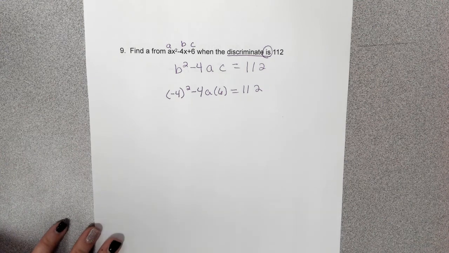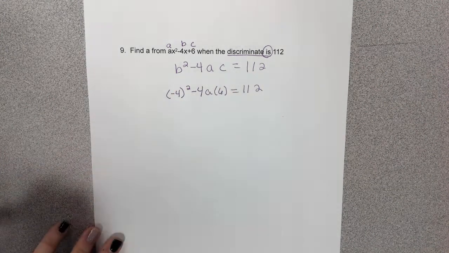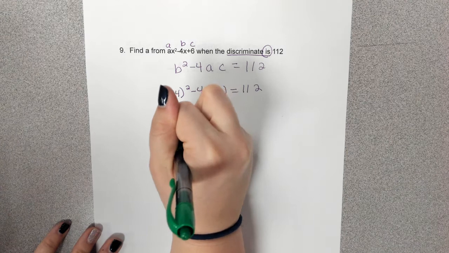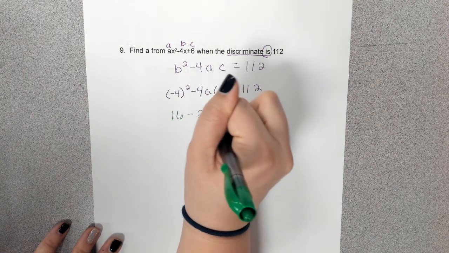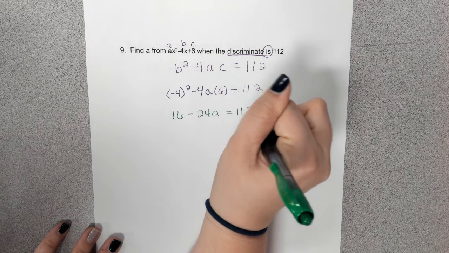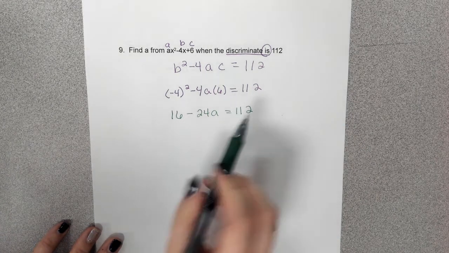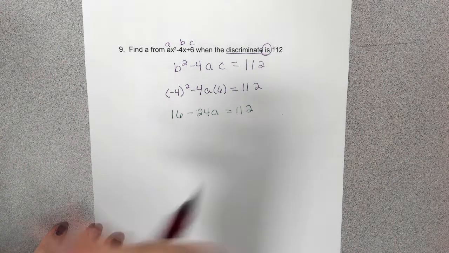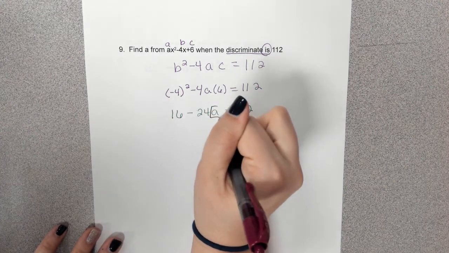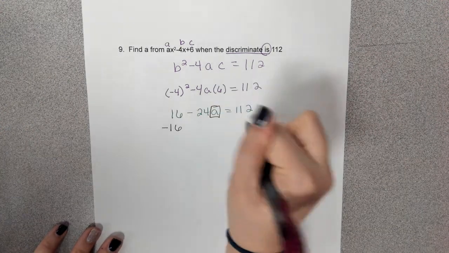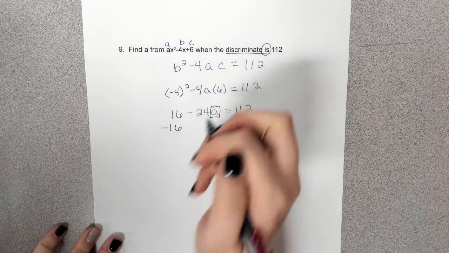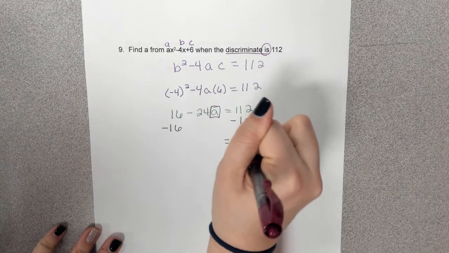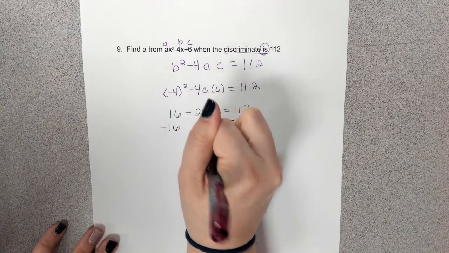And then I'm just going to simplify this down for a minute. So I have negative 4 squared, which is 16, minus, well, 4 times 6 is 24, A equals 112. I want to move this 16 to the other side because I'm trying to solve for A. So I'm going to subtract 16 from both sides. This goes back to simple algebraic work. So I have 112 minus 16, which is 96, and that equals negative 24A.